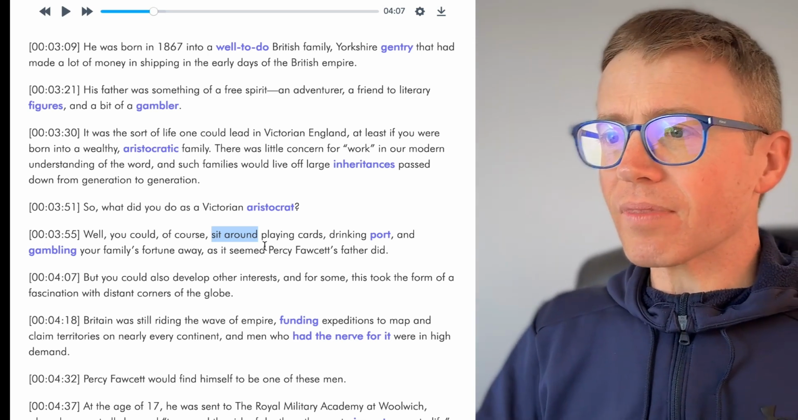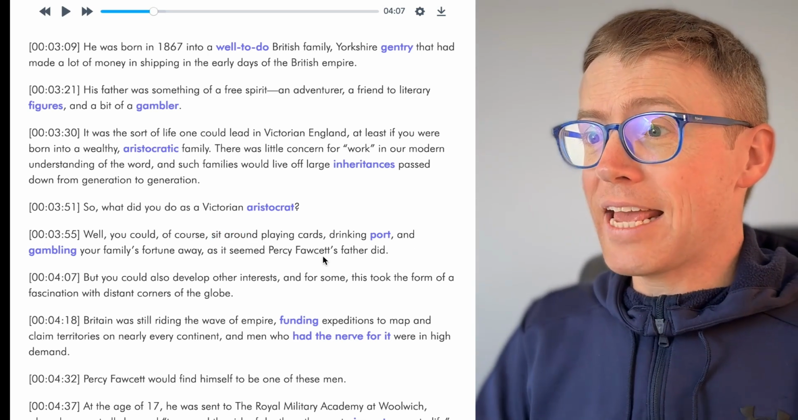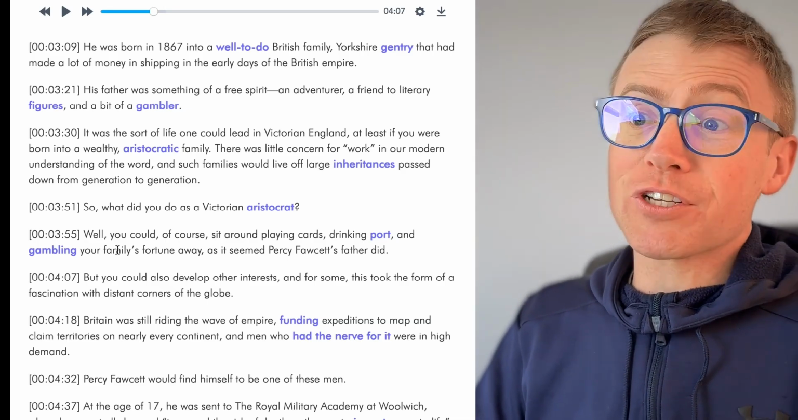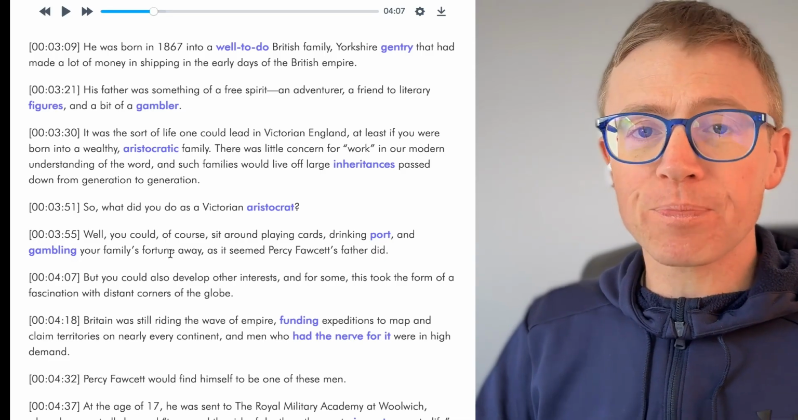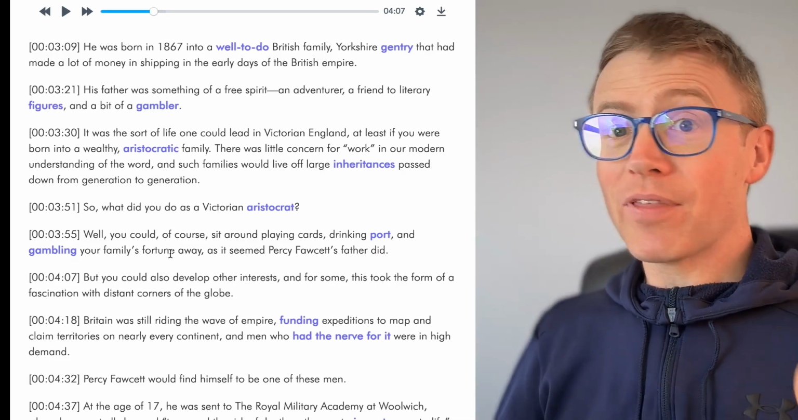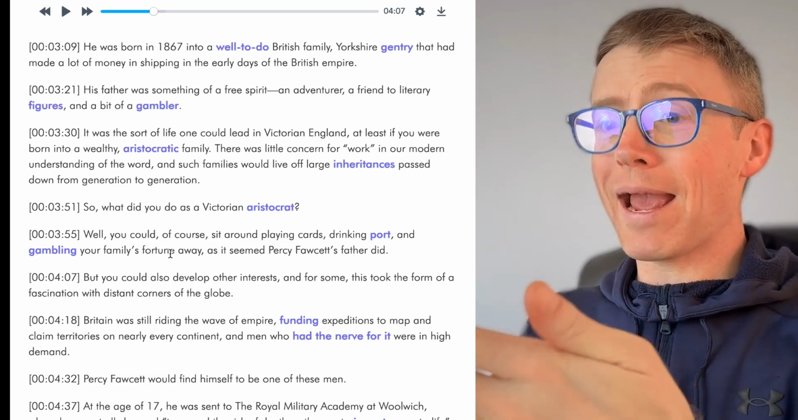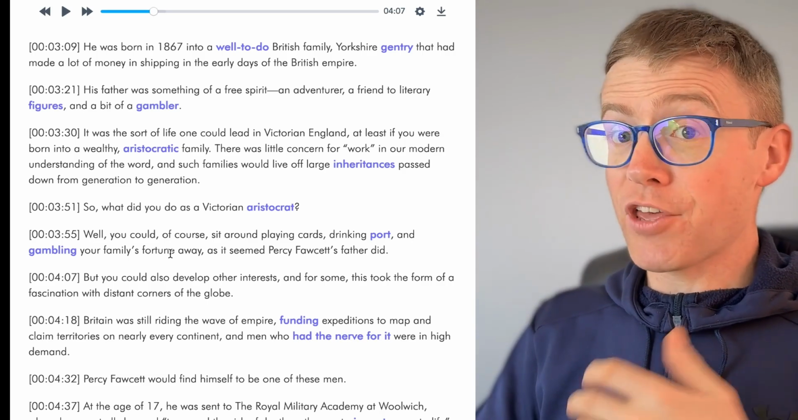These are all phrasal verbs that mean kind of exist, not doing a huge amount and not doing anything particularly valuable. And I just want to alert you to one thing here, and gambling your family's fortune away. If you're just gambling your family's fortune, you might be gambling with it, you might win, you might lose. But if you gamble something away, the meaning is that you are losing it.